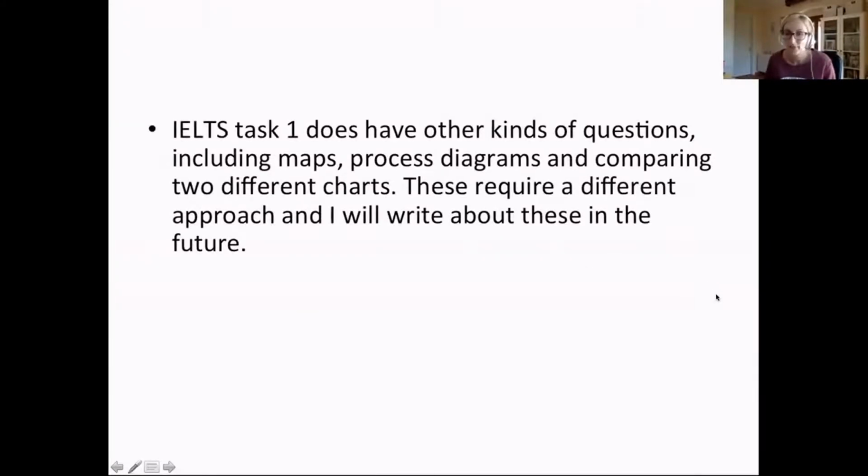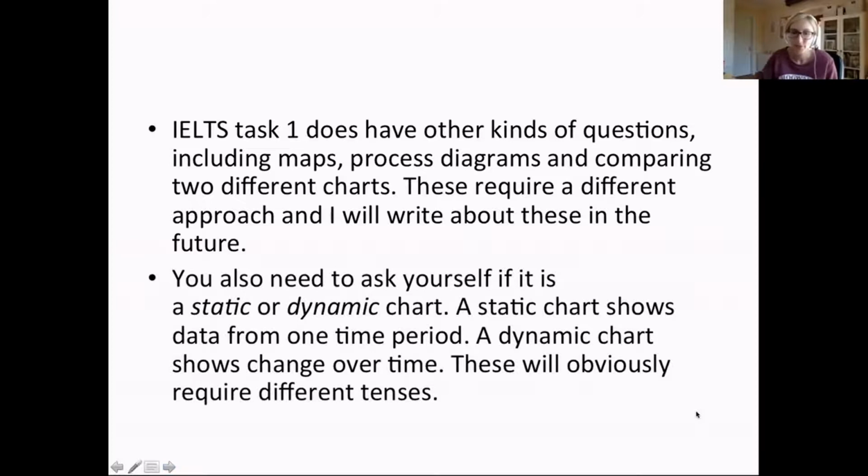There's also other types of questions, including maps, process diagrams, and comparing 2 different charts. They require a slightly different approach, and we'll have a look at those in future lessons, so you will get to practice. When you get your chart, you need to ask yourself if it is a static or a dynamic chart. A static chart shows data from one time period. A dynamic chart shows change over time, and they will require different tenses. So you need to be aware of your tense use. Okay.